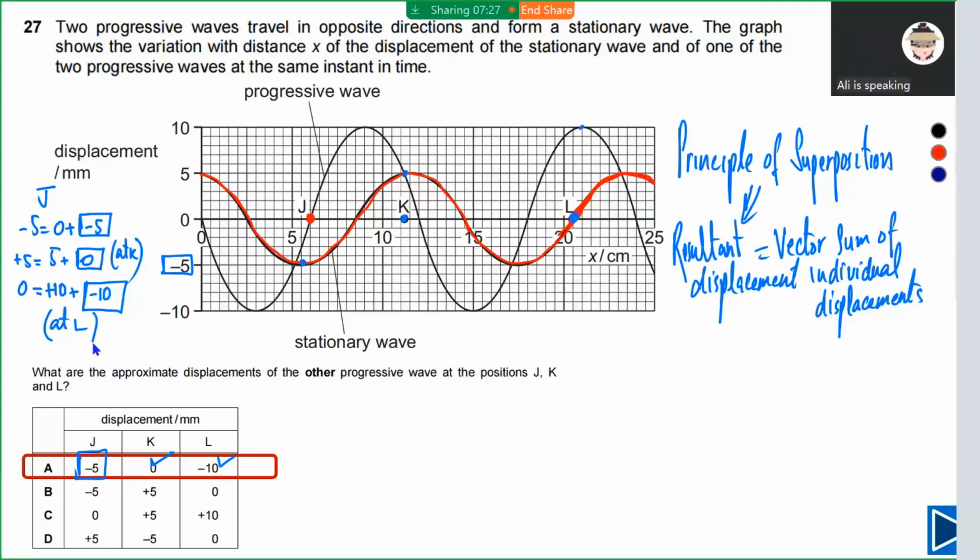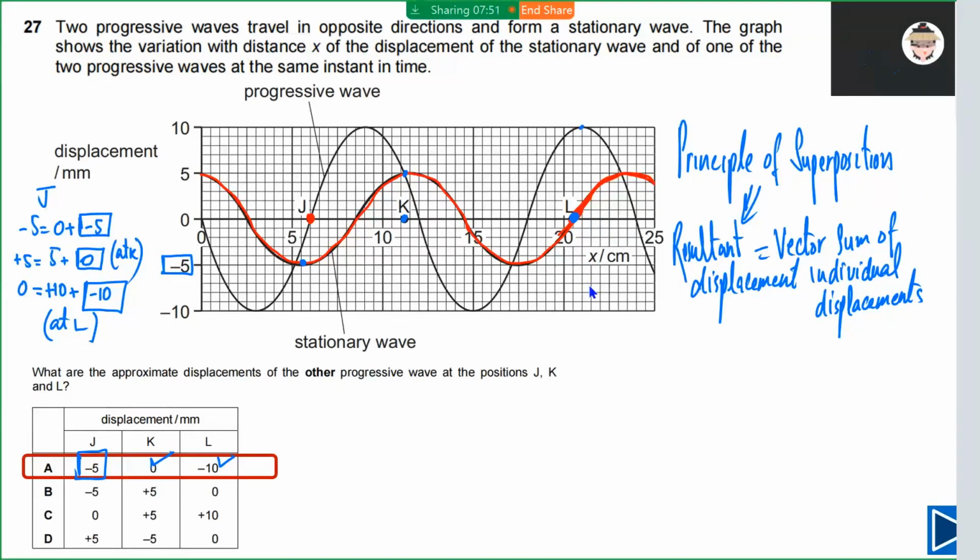I hope this one is clear to you. So this is how a stationary wave is formed. A stationary wave is formed when two progressive waves are moving in opposite directions. Then a stationary wave is formed. So that's the reason the answer for this question has to be A. I hope this one is clear to you.